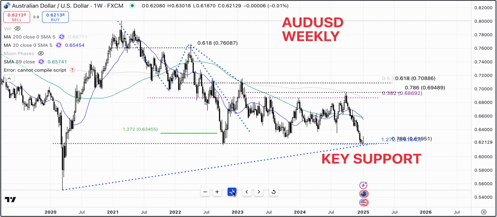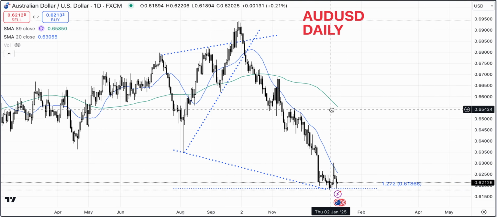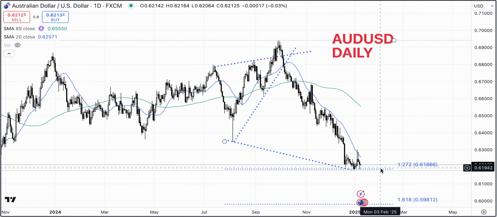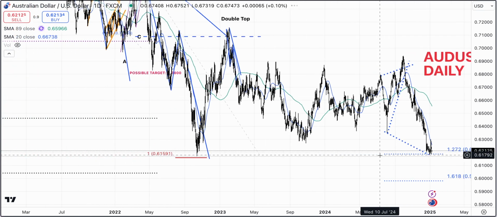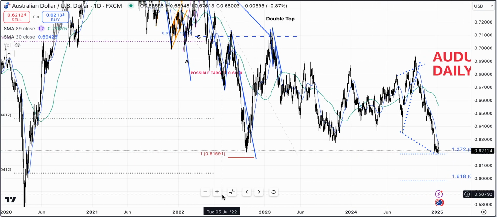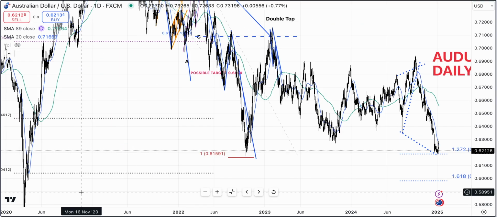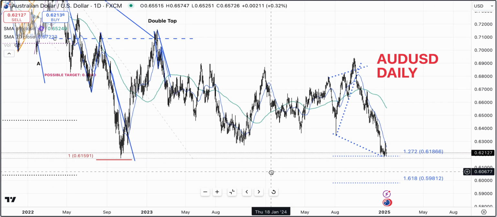Now if we just move down to the daily chart, here we go. And on the daily chart, we have the 1.272 expansion, which is also coming right here. And then of course that 78.6% retracement that we have seen from the weekly chart is right here as well. So really key to watch this 62 level.